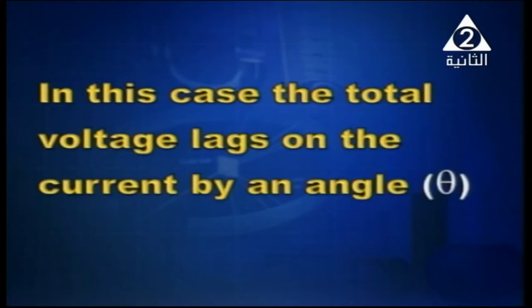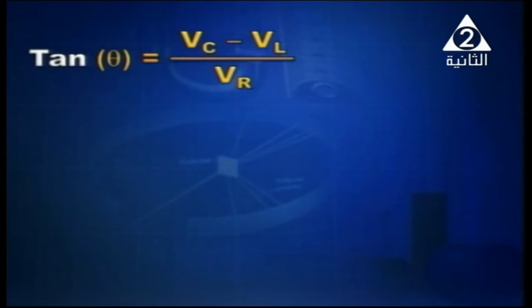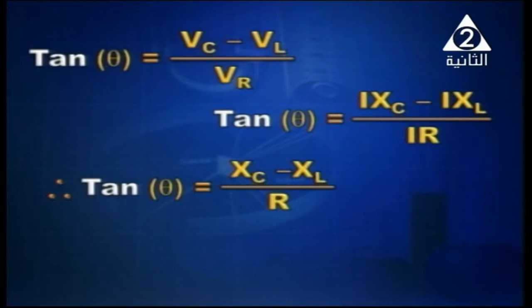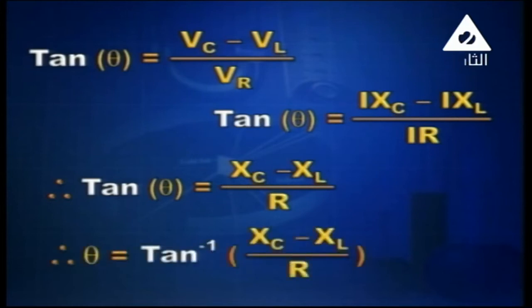In this case, the total voltage lags the current by an angle theta. To determine the value of theta, tan theta is calculated. It is (VC minus VL) over VR. So tan theta equals (I XC minus I XL) over I R. So tan theta equals (XC minus XL) over R, and theta equals tan negative 1 of (XC minus XL) over R.